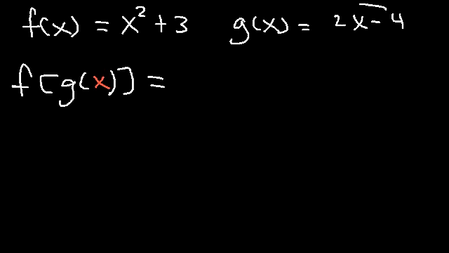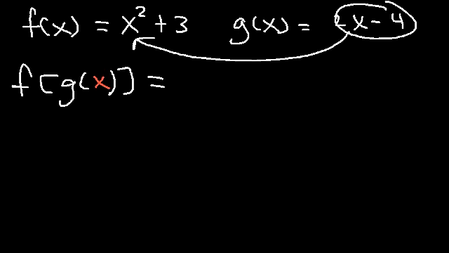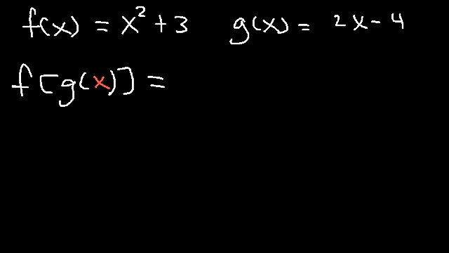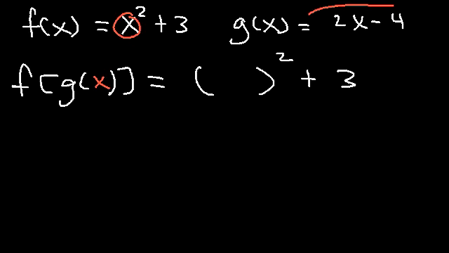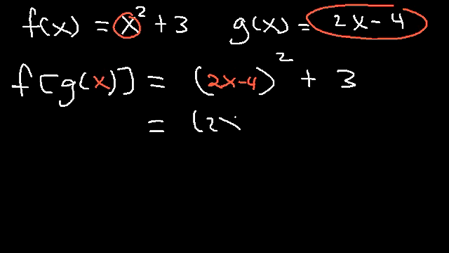To find its value, insert g into f. So f of x is x squared plus 3. But what we're going to do is we're going to replace x with g. So let's replace x with 2x minus 4. So that's how you can find a composite function f of g of x. But typically, you may have to simplify this result. 2x minus 4 squared is the same as 2x minus 4 times 2x minus 4. So we need to FOIL.